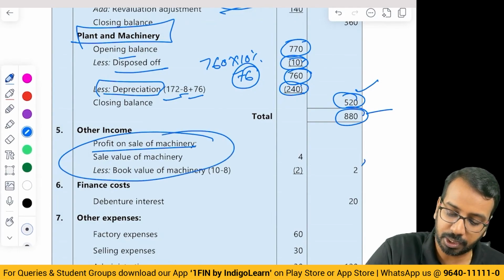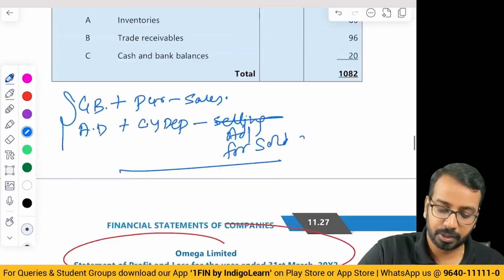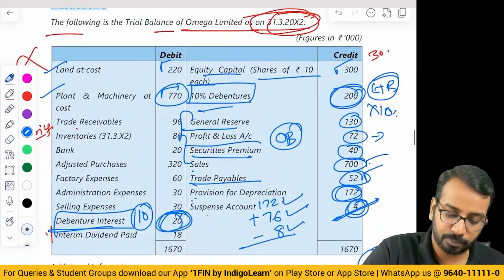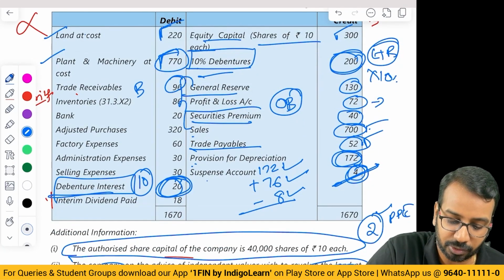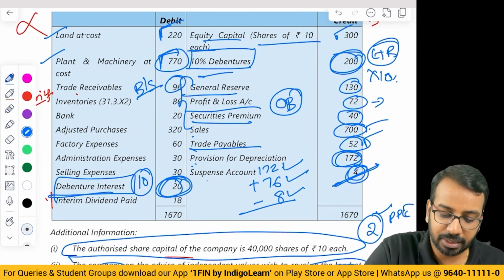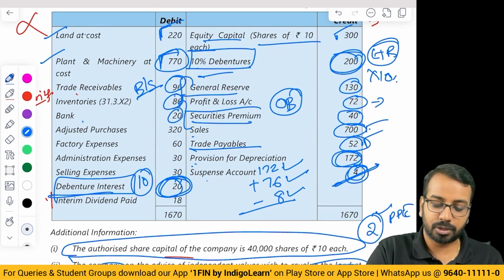Profit on sale of machinery, 2,000. Okay. So that you will do. So with this is also done, this is also done. Then you have trade receivable 96, directly you can show it in the balance sheet under current asset. Inventories 86, directly you can show. Bank balance under current asset you can show.